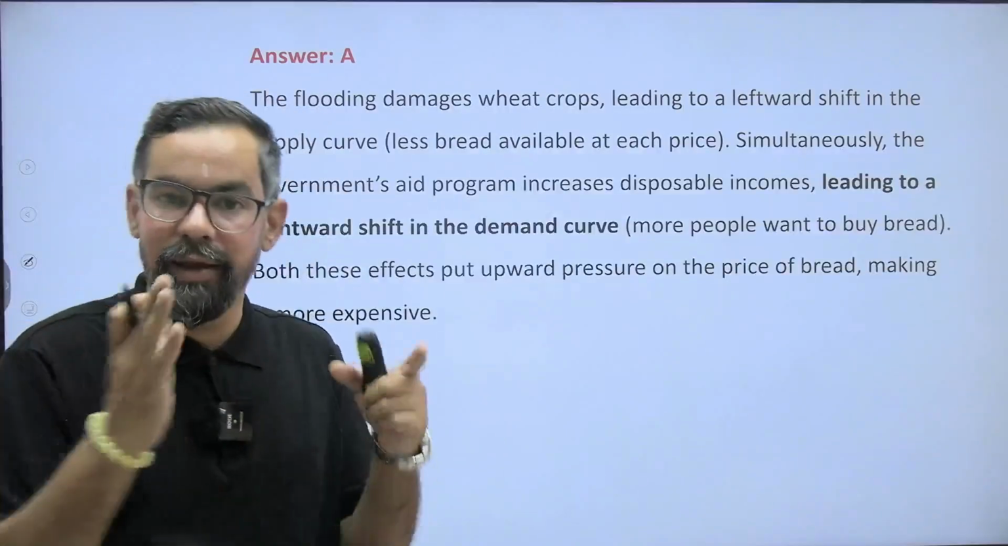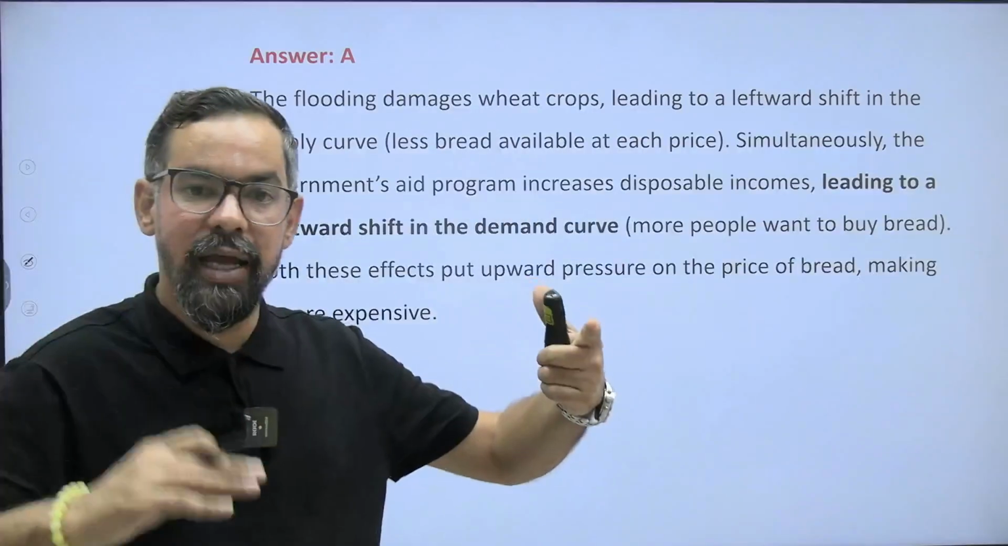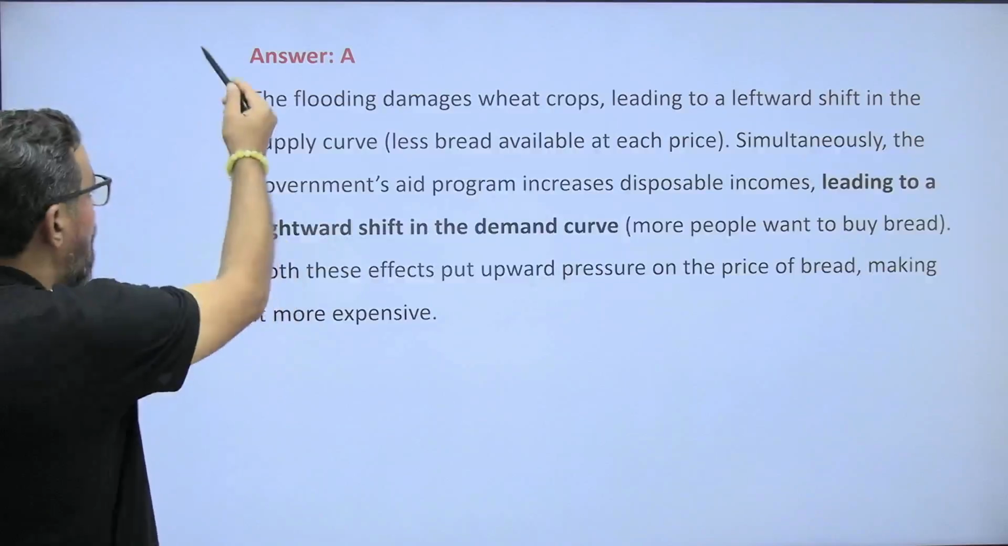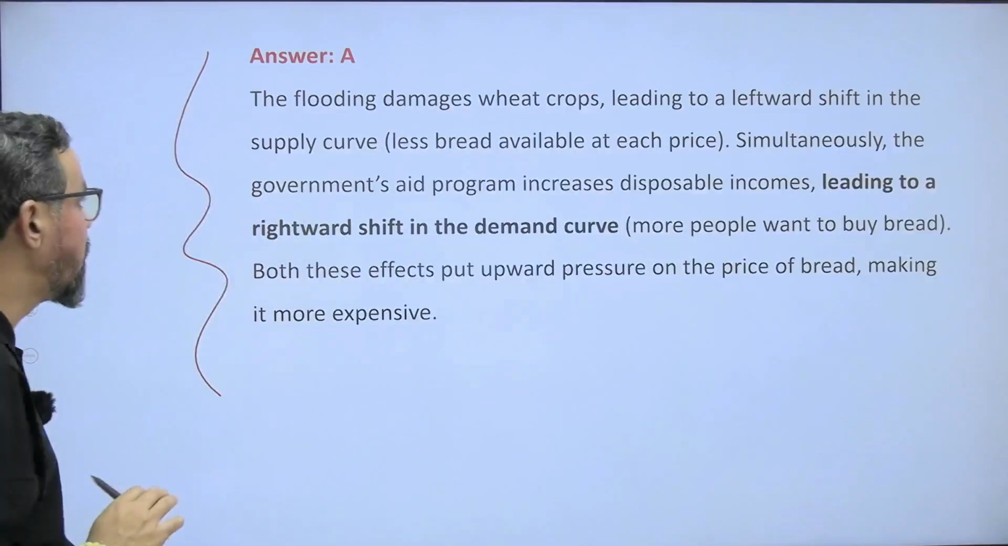So less supply means the prices will go up. And on the other side, people have more buying capacity. That will also push the demand. So that's why option A is the right answer. I hope you guys are able to interpret this particular one.